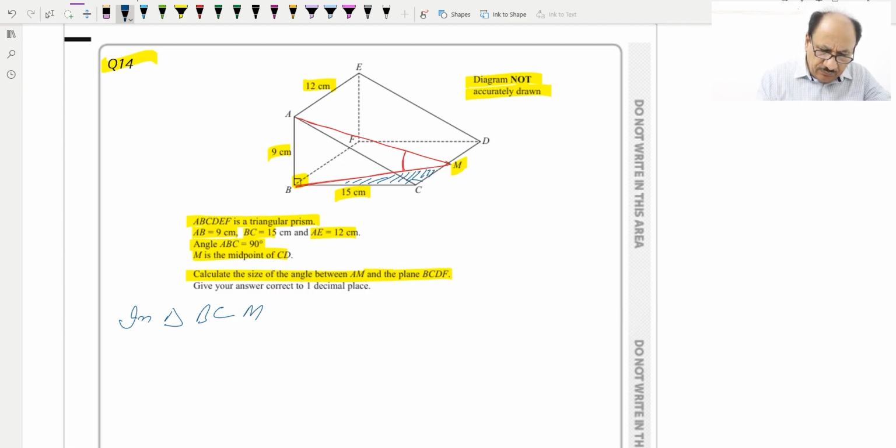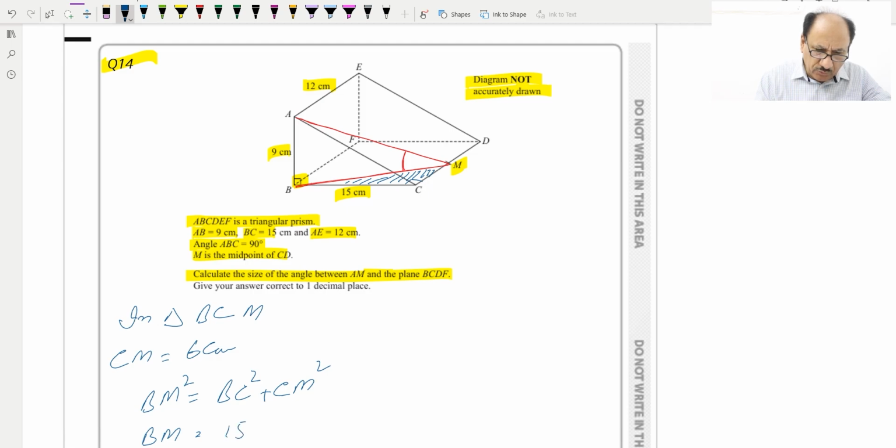CM is equal to what? CM is equal to 12 by 2, which is 6 centimeters. So BM squared, applying Pythagoras theorem, is equal to BC squared plus CM squared. So BM will be equal to the square root of 15 squared plus 6 squared.